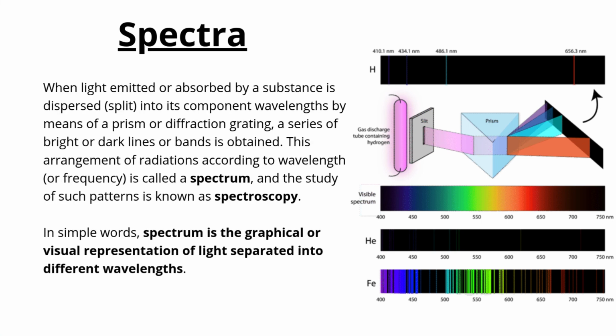When light emitted or absorbed by a substance is dispersed, split, into its component wavelengths by means of a prism or diffraction grating, a series of bright or dark lines or bands is obtained. This arrangement of radiations according to wavelength, or frequency, is called a spectrum, and the study of such patterns is known as spectroscopy. In simple words, spectrum is the graphical or visual representation of light separated into different wavelengths.